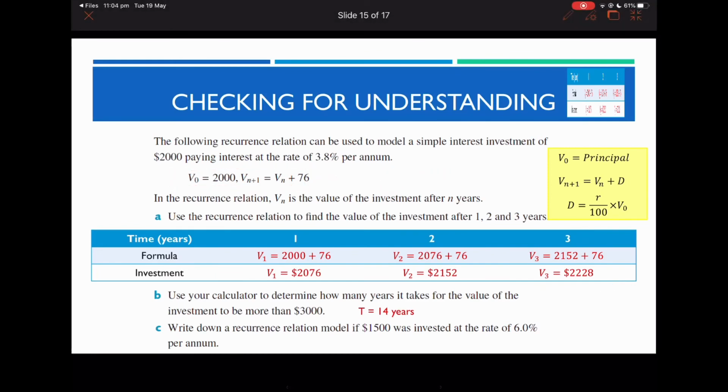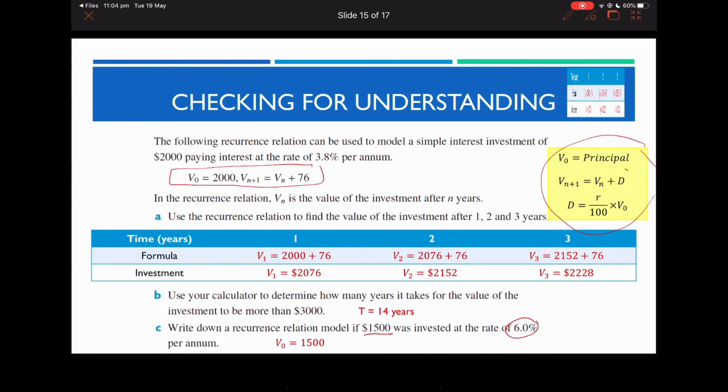And to answer part C, which says write down a recurrence relation model if 1,500 was invested at the rate of 6% per annum. So in this case, instead of having $2,000 as your investment, you're now going to have 1,500 with an interest rate of 6%. So we need to express it in a similar manner to this. I've already provided you this information over here just so that you can refer to. So what we need to do first is state what your V0 is going to be. So your V0 is going to equal 1,500.